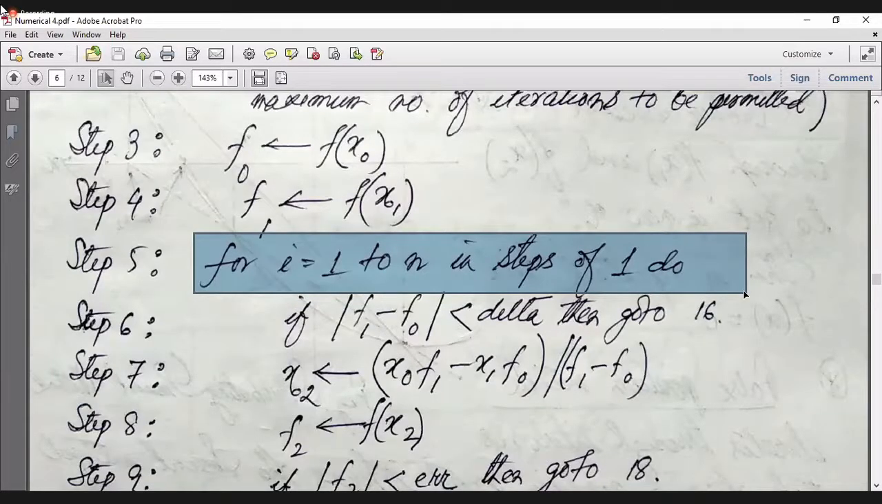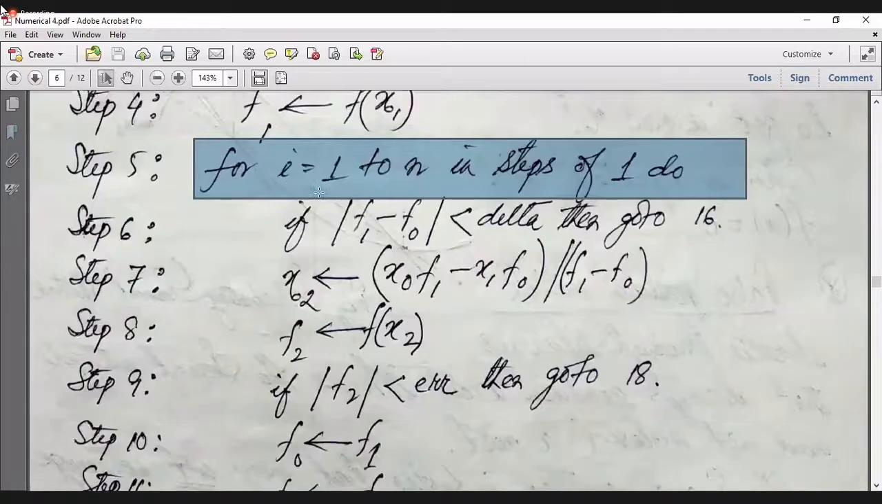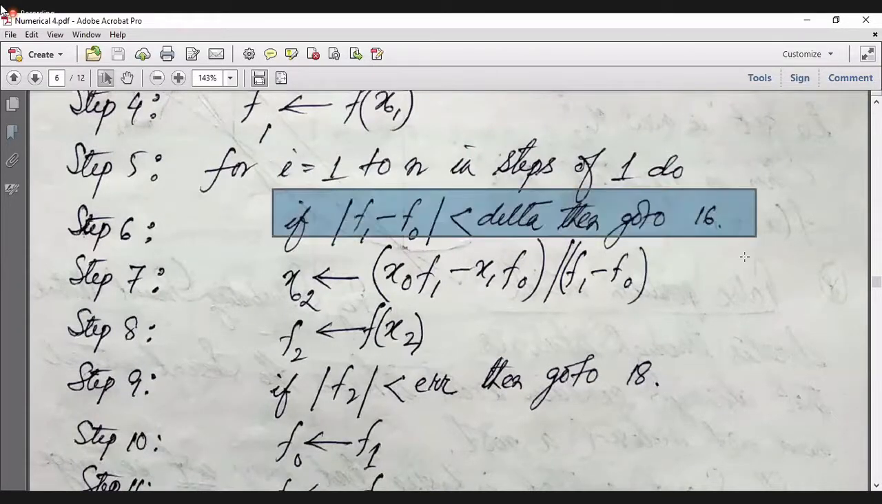Okay, if it cannot converge, we come out of the loop. So this is the first terminating criterion. The second is what? Now, what happened here? I am just calculating this value. If this value is very small, then you stop the calculation.